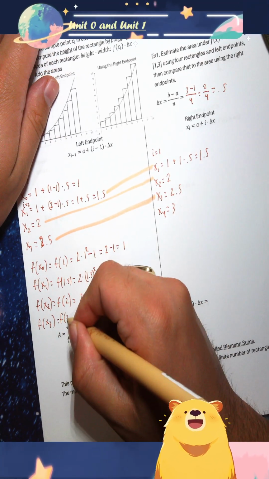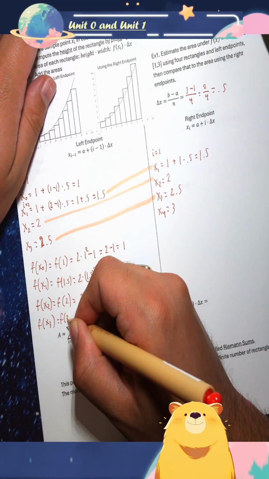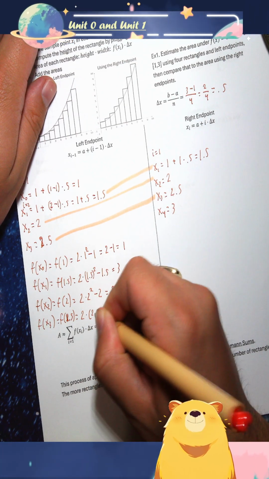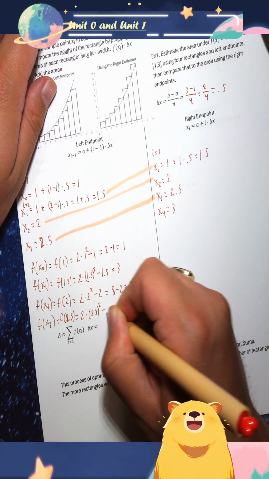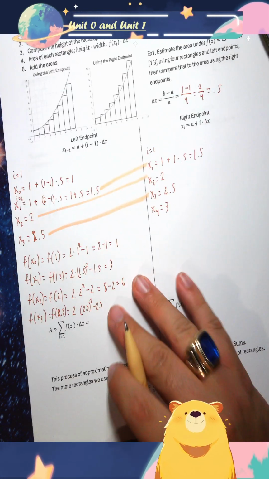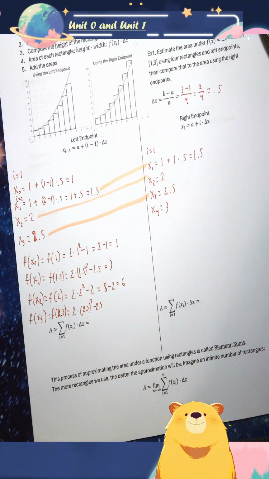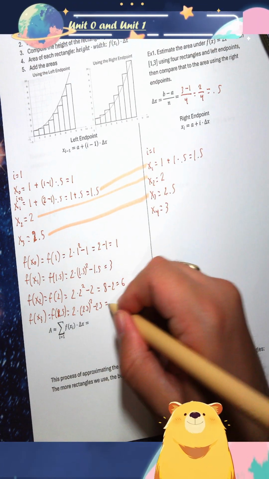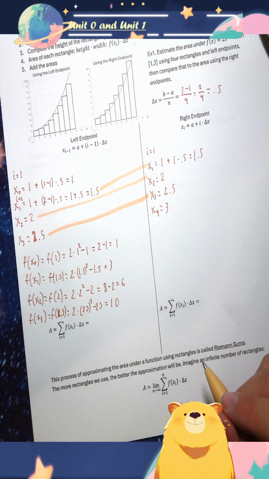f of 3. No, sorry, I keep wanting to do 3. It's 2.5, so it's 2 times 2.5 squared minus 2.5. That's going to be a 10.